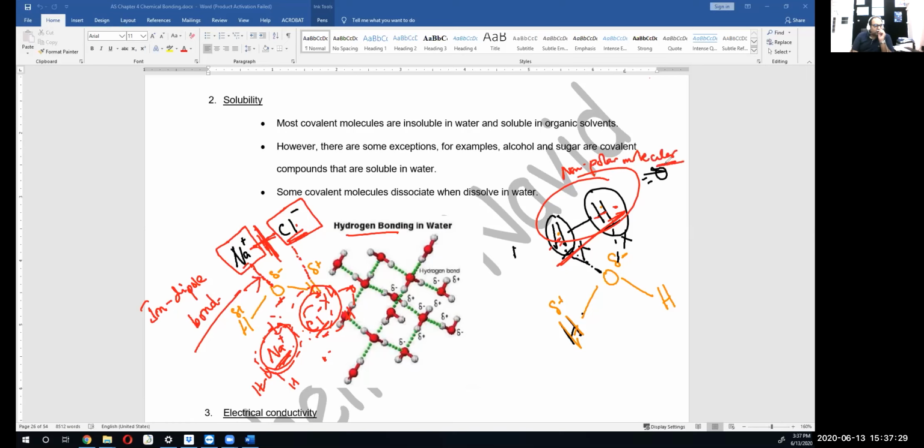So for a non-polar molecule, there will be no attraction. It is not soluble.